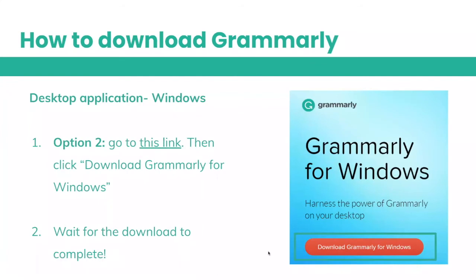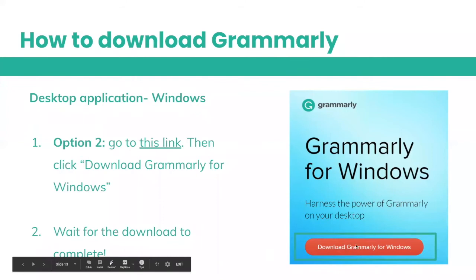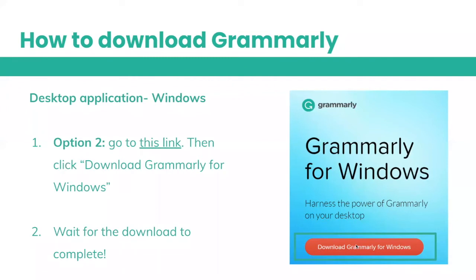The second option is similar to the Mac option. You simply have to go to this link, which you can also access by searching up Download Grammarly for Windows. And then you have to just click the red button in the bottom of the screenshot. So you will see it on your screen. It'll prompt you to click that button. And then you just have to wait for the download to complete.